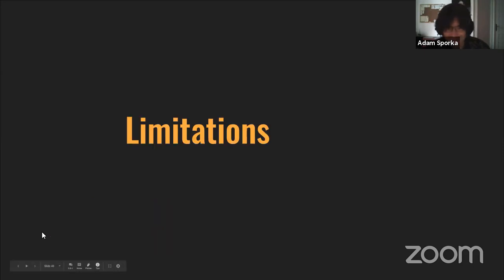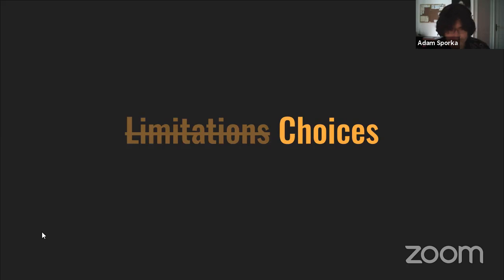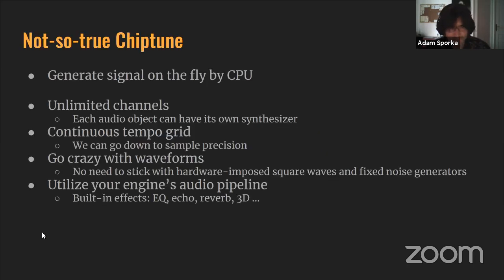Anyway, those limitations are actually choices now, because we can choose to have a limited number of channels, and we can choose to have limited tuning and stuff like that. But all right, we can also have each audio object have its own synthesizer, right? Why not? So let's say we have 5 spaceships in the game, and each spaceship can have its own virtual Atari 800 synthesizer. We can work with a continuous tempo grid. We can go down to sample precision because it is us who is in charge.